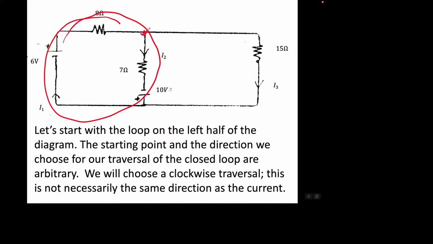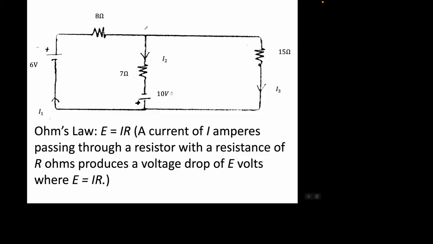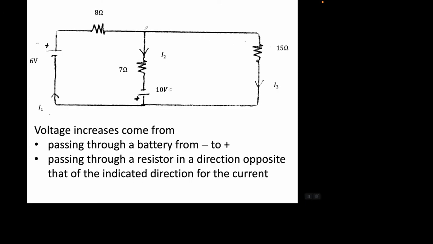We're going to begin here, arbitrarily. We will choose a clockwise traversal. This is not necessarily the same direction as the current. Ohm's law: E equals IR. A current of I amps passing through a resistor with a resistance of R ohms produces a voltage drop of E volts, where E equals IR. So you'll see in a moment how we use that.